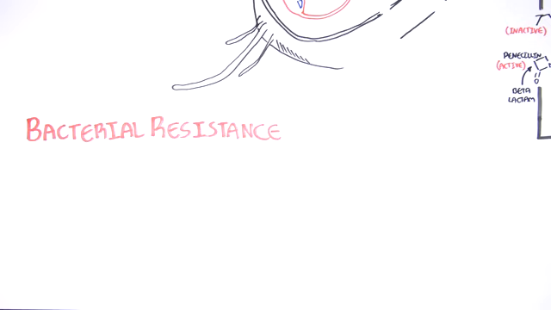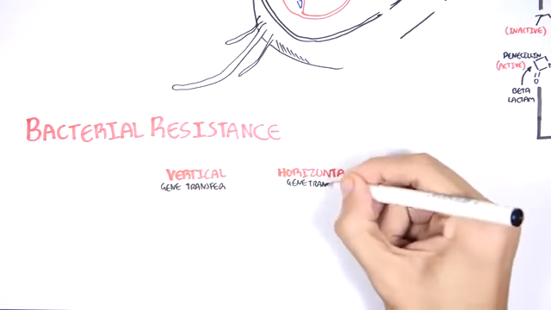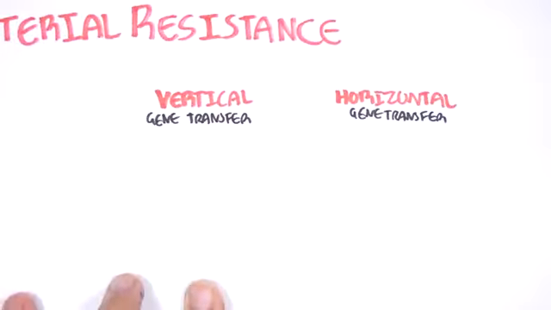But how do the bacteria acquire such resistant genes? Is it through evolution or how? Well, there are two ways they can acquire the resistant genes. One is through vertical gene transfer, and the other is through horizontal gene transfer.